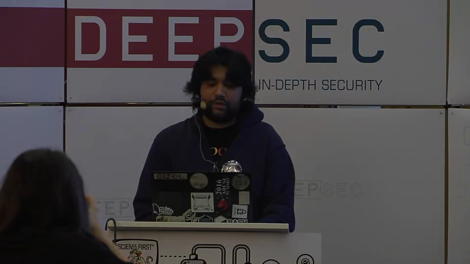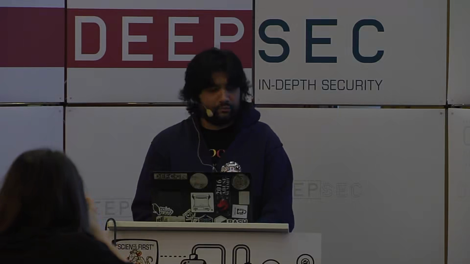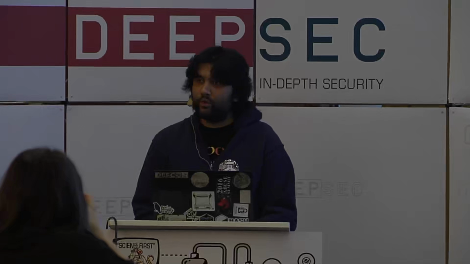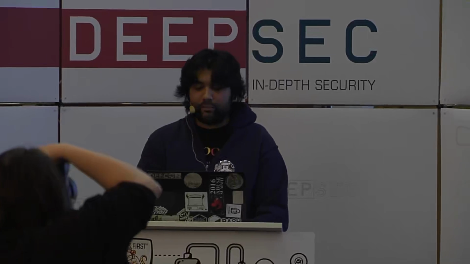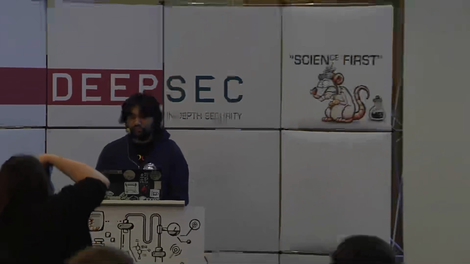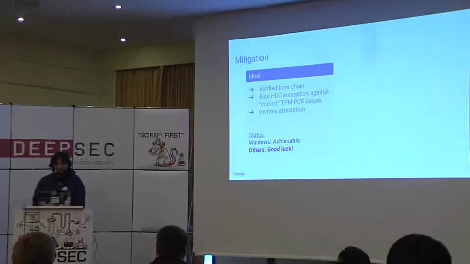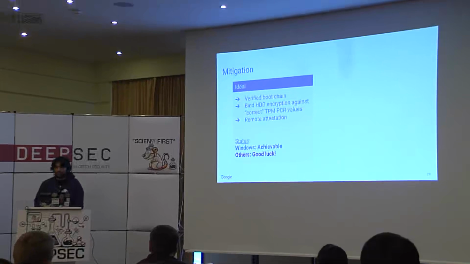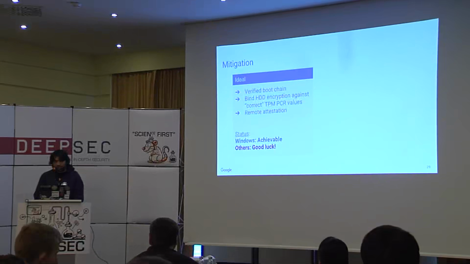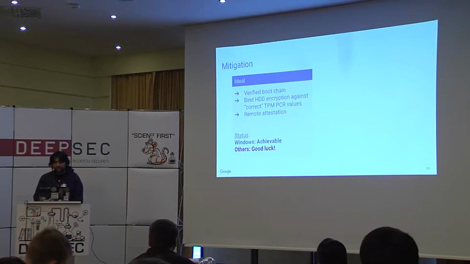So what are your mitigation options? Ideally, you have a verified boot chain, which means you can't replace the bootloader with a malicious bootloader because the machine would no longer boot and unlock the encrypted disk. For Windows, secure boot is supported and BitLocker is available. Making sure it's correctly set up is a different problem, especially for an enterprise.